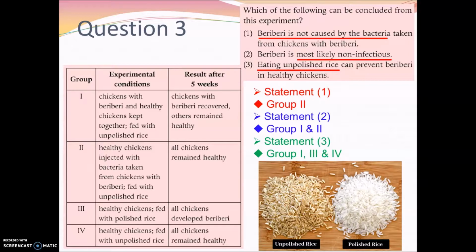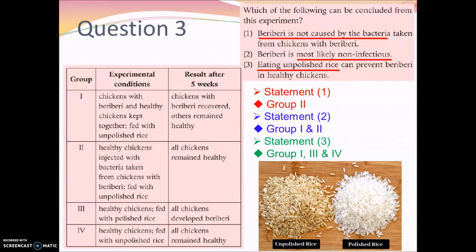So for statement 1, beriberi is not caused by the bacteria taken from chickens with beriberi. If beriberi is infectious, then if we put the healthy chicken and the unhealthy chicken together, maybe the healthy chicken will suffer from beriberi later on. So you can take a look at group 2 to see whether the results support this hypothesis.